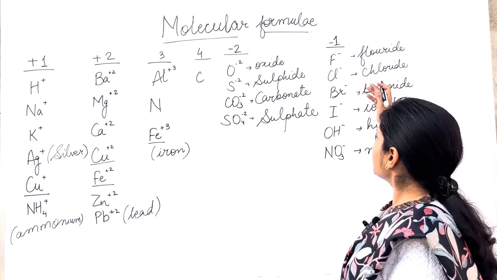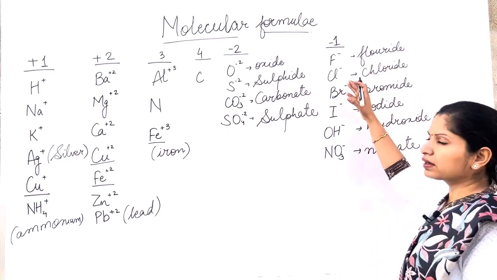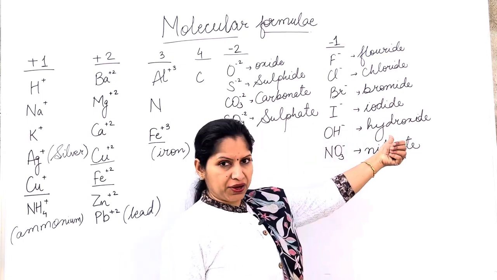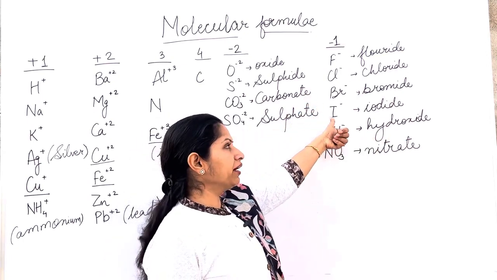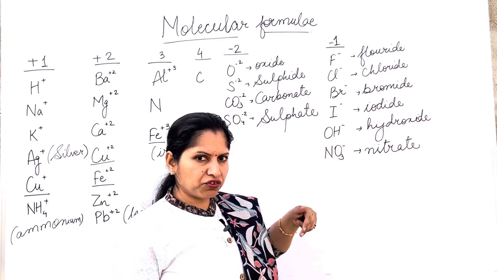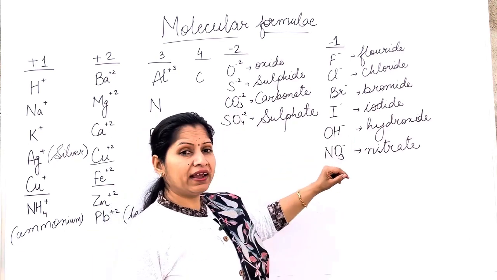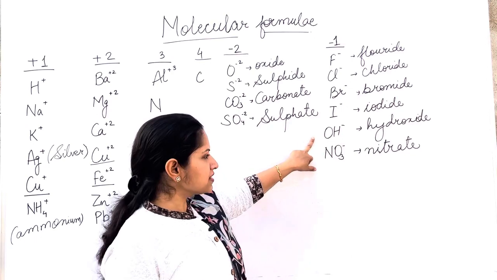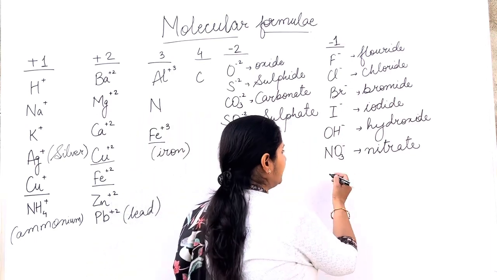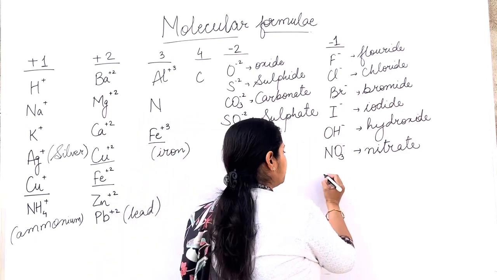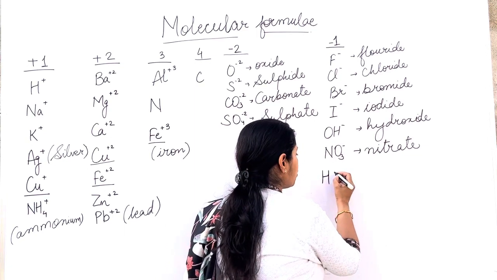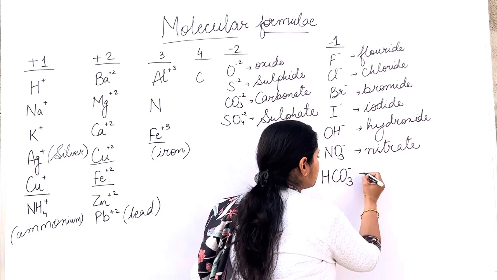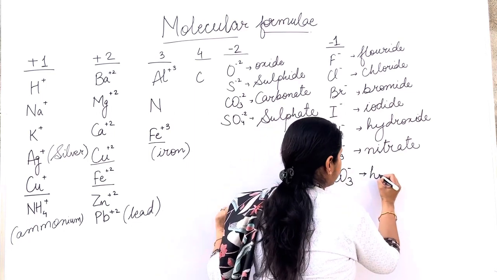Okay. Then comes fluoride, -1. Chloride, bromide. I stands for iodide. Fluoride, chloride, bromide, iodide. They all belong to the same group of the periodic table. They are called halides or halogens. Then hydroxide ion is there. Then nitrate ion is there, NO3 -1. One more is there, bicarbonate or hydrogen carbonate. Hydrogen carbonate or bicarbonate is -1.